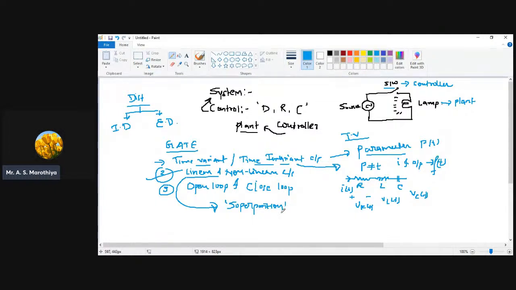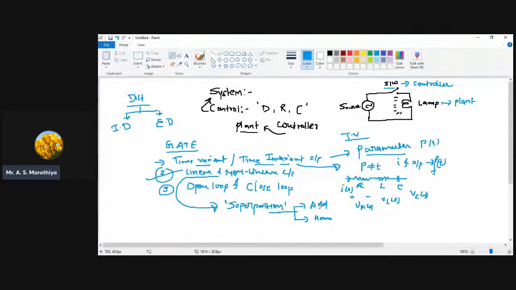Finally, we concluded that a system is said to be linear if it follows the superposition principle. That means it has to follow two properties simultaneously. The first one is called the additive property, and the second one is called the homogeneous property or homogeneity property.